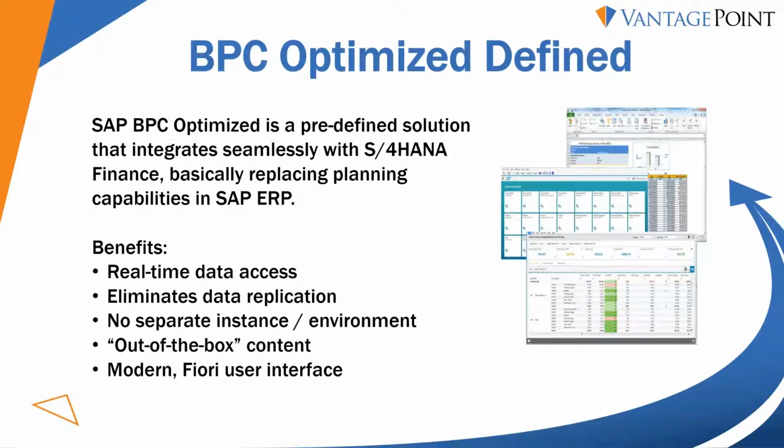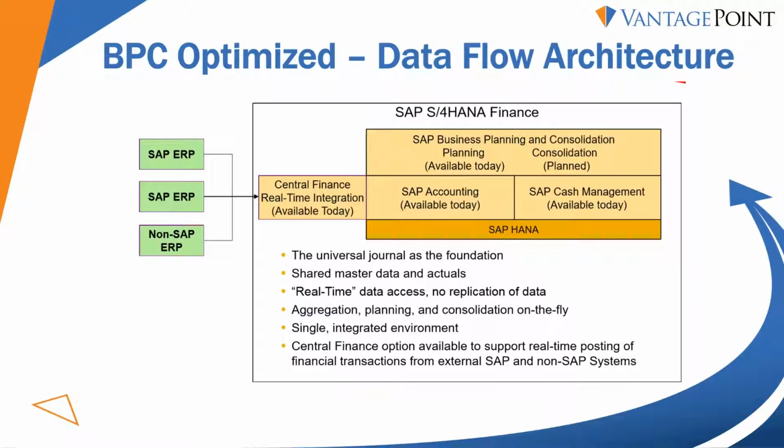It 100% eliminates the process of data replication. No longer am I moving data from my ERP system to a data warehouse or a data mart and then into a planning tool. It's all in one solution. That means there's no separate instances, no separate environment required either, so it limits your hardware cost and maintenance. Optimized does deliver some out-of-the-box content specifically for certain planning functionalities and uses the modern Fiori user interface. So it's very consistent with the S/4HANA look and feel.